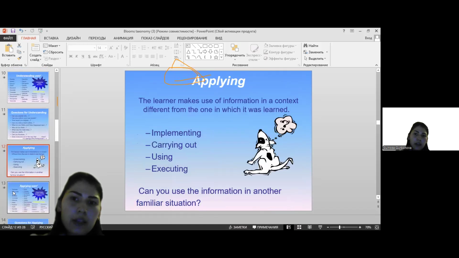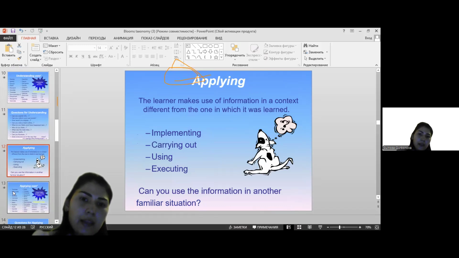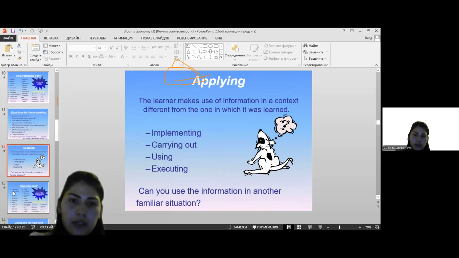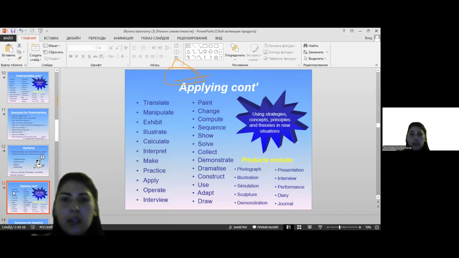And applying. Applying: the learner makes use of information in a context different from the one in which it was learned. Implementing, carrying out, using, executing. Can you use the information in another familiar situation?